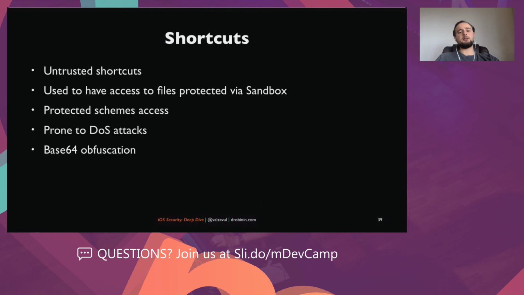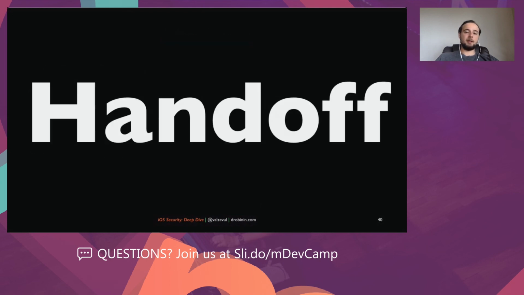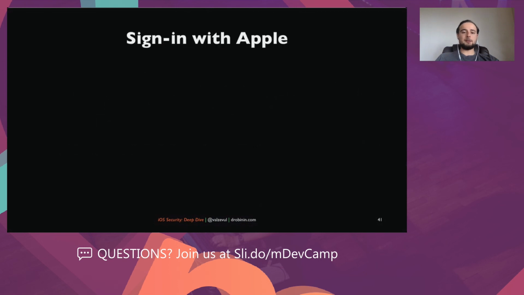And that's why you have to care about them when you see your app offers a shortcut, or if your user might install a shortcut interacting with your system. Handoff, very prone to all the Bluetooth vulnerabilities. Every year there is usually one or two heavy Bluetooth vulnerabilities.